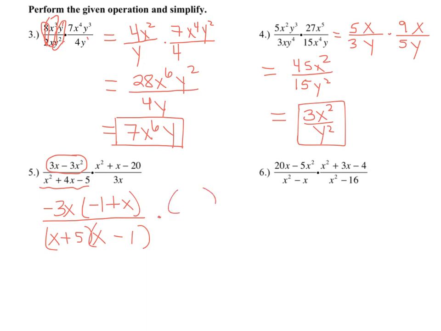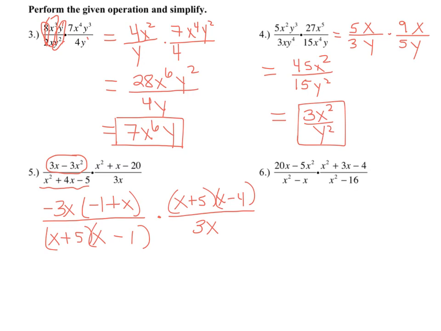Same thing with your second fraction. So x squared plus x minus 20, we need x times x. Negative 20 is our product, but 1 is the sum, so we want positive 5, negative 4, and then we've got 3x.